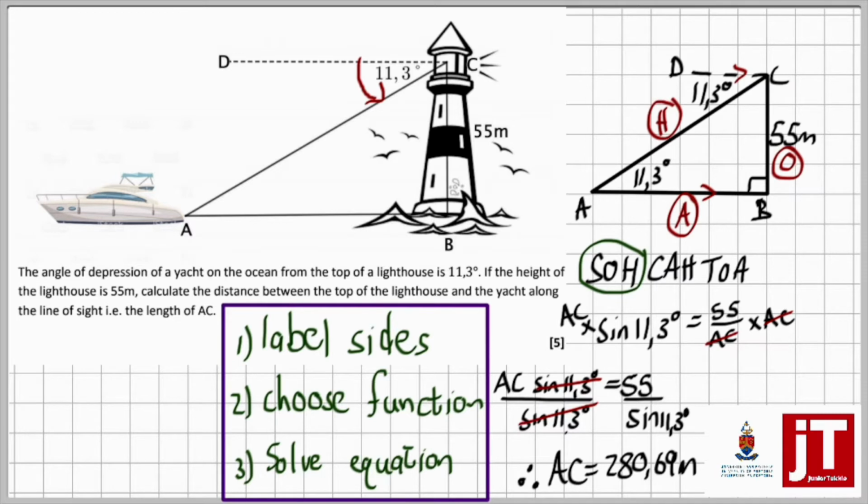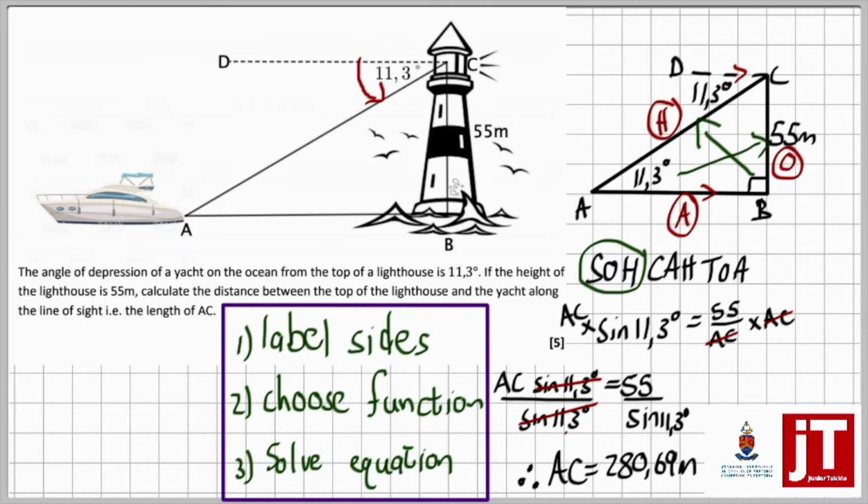Does it make sense? How do I know? Do you remember I asked you this question previously as well? How does it make sense? Well, remember, opposite the 11,3, I've got 55. The 90 is much bigger than the 11,3. So the side opposite the 90 must be bigger than 55, significantly bigger. So does the 280,69 make sense? Yes, it does.